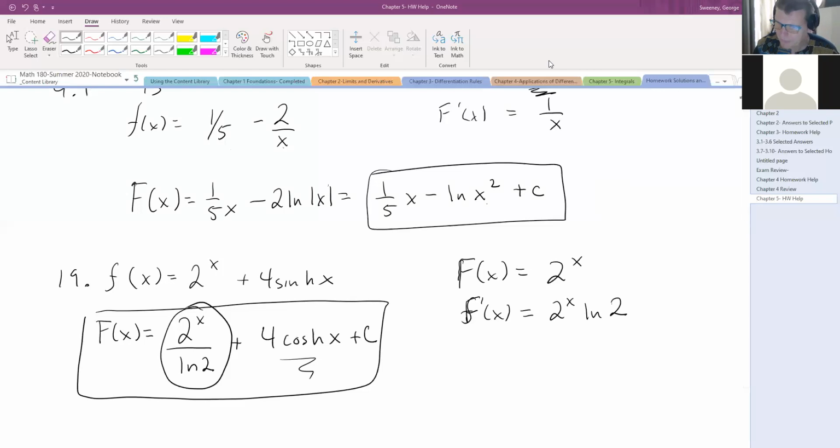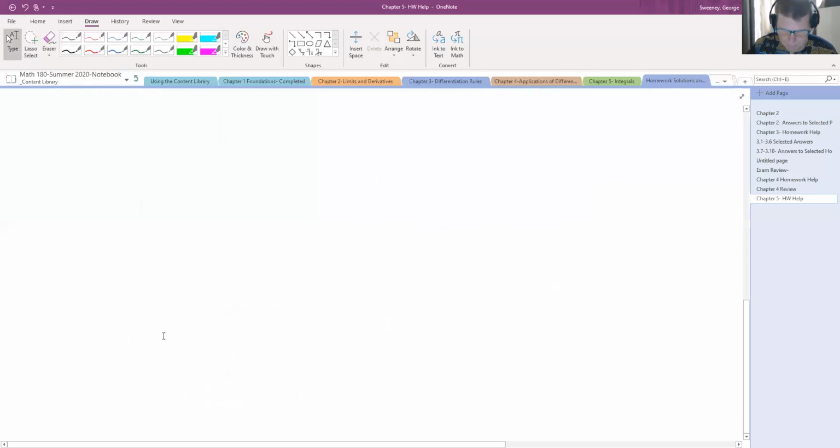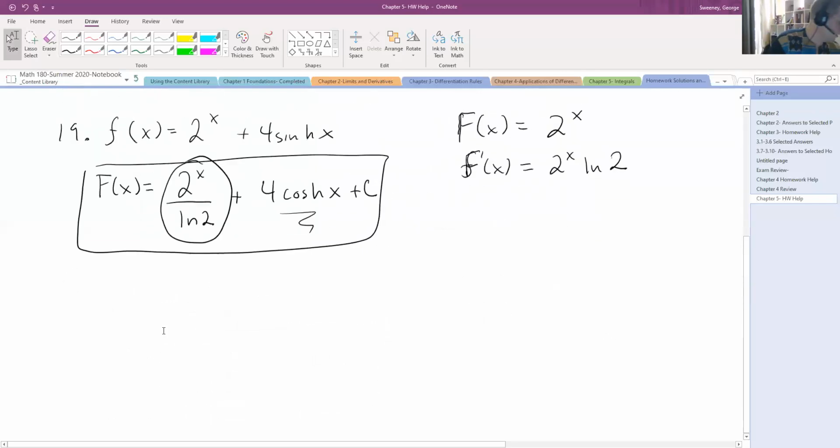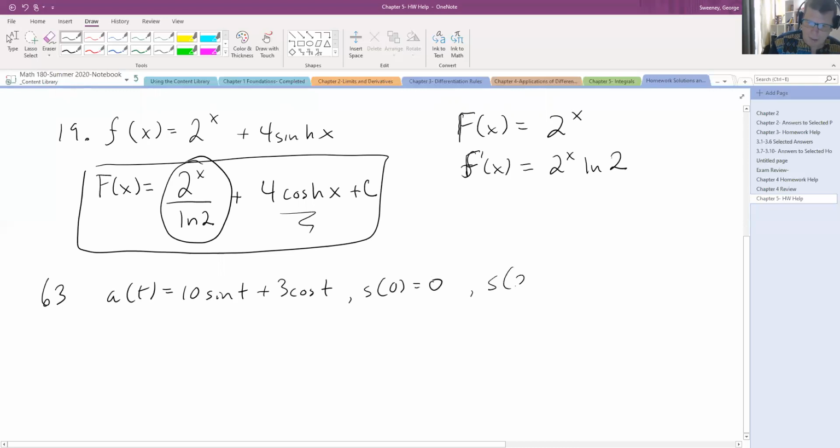We have, and that's a great question, this is about acceleration. So our statement here is 63. Here a of t is going to equal 10 sine t plus 3 cosine t. Okay. s of 0 equals 0. s of 2 pi is thus going to equal 12. And so what we need to find is the position function, s of t.